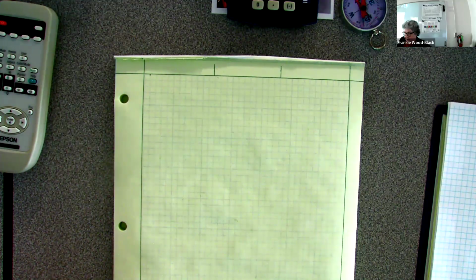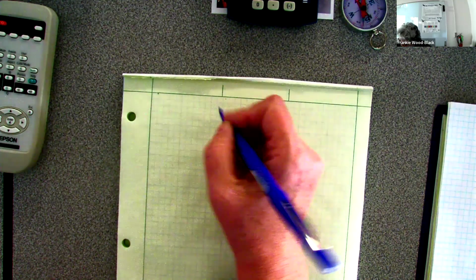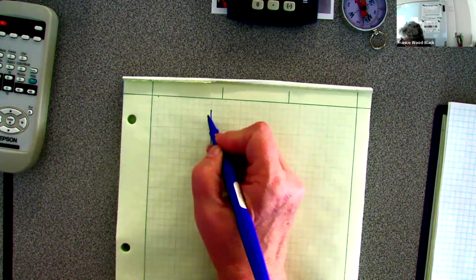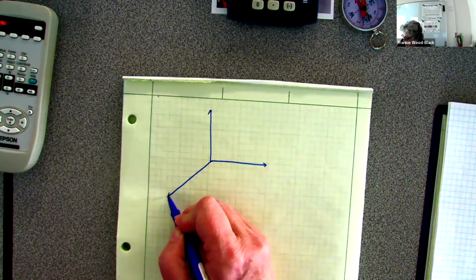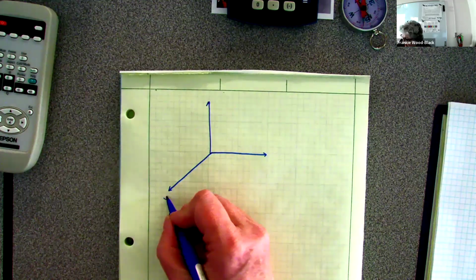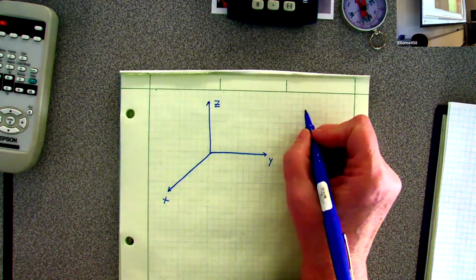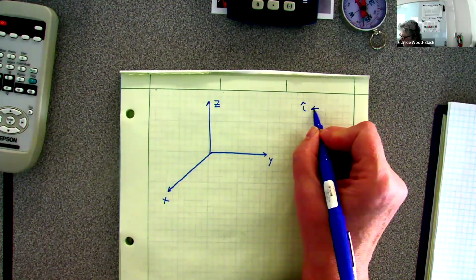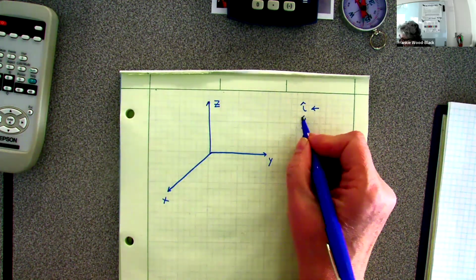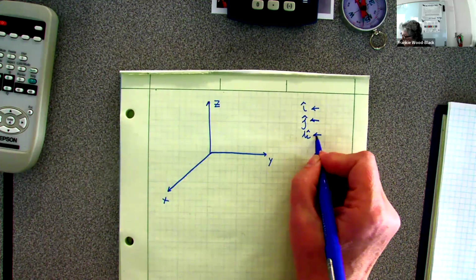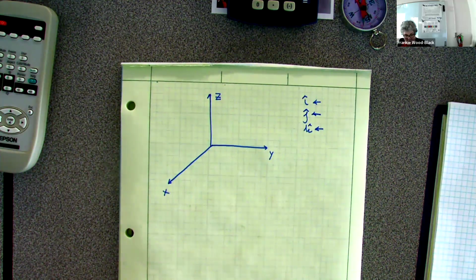So we started out with our basic Cartesian coordinates. And if I'm doing this, this is going to be my X, this is my Y, and this is my Z. Just as a reminder, I hat is a unit vector in the X direction. J hat is a unit vector in the Y direction. And K hat is a unit vector in the Z direction. But we can do our components a little differently.